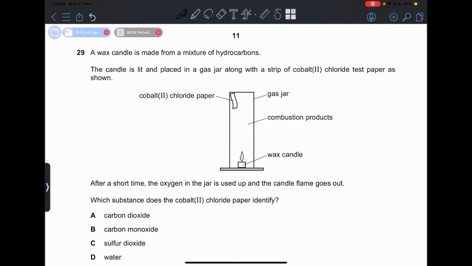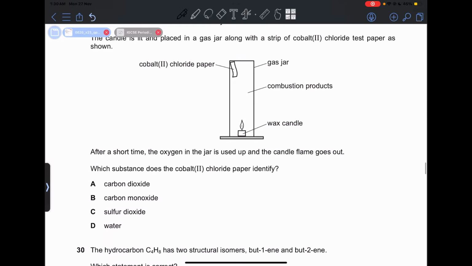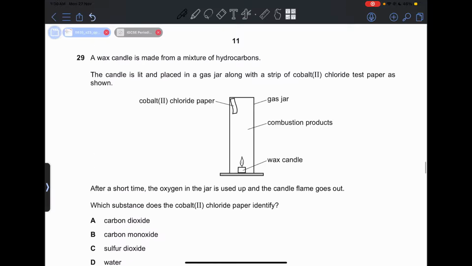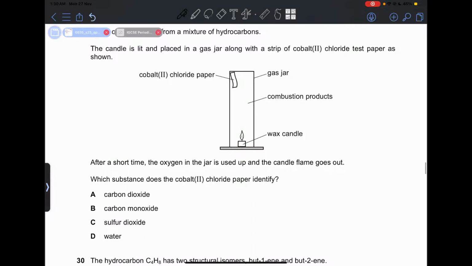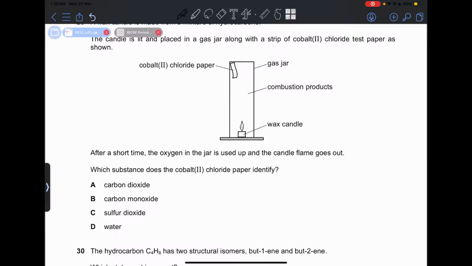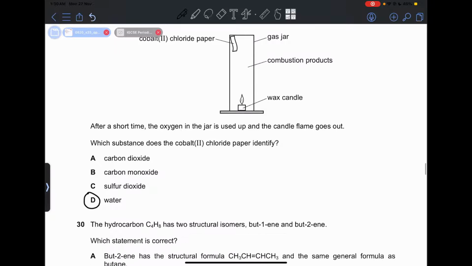29. A wax candle is made from a mixture of hydrocarbons. The candle is lit and placed in a gas jar along with a strip of cobalt chloride test paper as shown. After a short time, the oxygen in the jar is used up and the candle flame goes out. Which substance does the cobalt chloride paper identify? We know that the cobalt chloride paper actually is used to test for water, so our answer is going to be D.